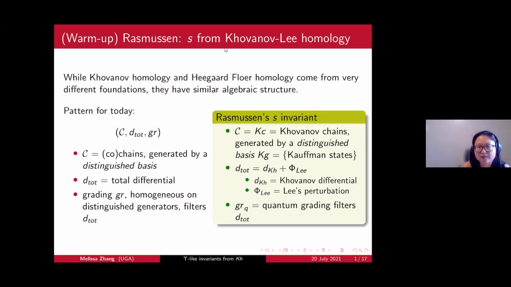So if I wanted to formulate Rasmussen's S invariant from this point of view, I could say that C is generated by the Kauffman states. And then I have the Khovanov differential, which preserves quantum grading and increases homological grading. But then there's Lee's perturbation, which does not preserve quantum grading, but is filtered with respect to that. Okay, so this is my filtration grading. And then there's, of course, one last step. How do you actually get S? You have to say, I'm measuring some distinguished class, and that'll give me my number. So I'm thinking about getting numerical invariants out.